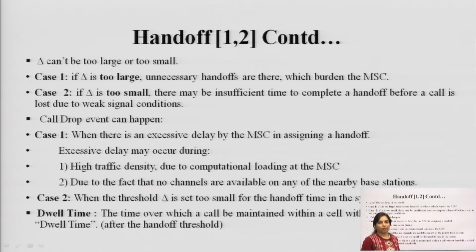Now, there is a formula that I have shown you, that delta is equal to PR handoff minus PR minimum usable. So, we have to choose the delta value very carefully. It should not be too large and it should not be too small. What are the two cases if we consider? If it is too large, then unnecessary handoffs occur, which burden the MSC.